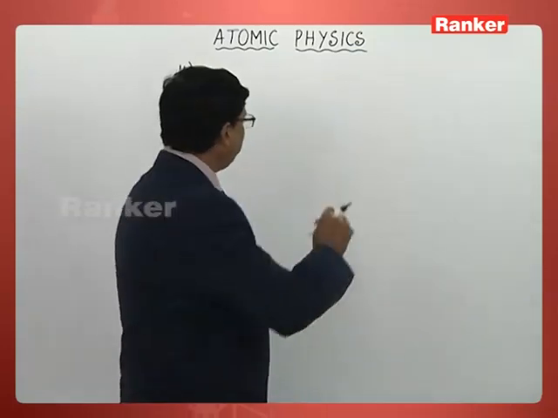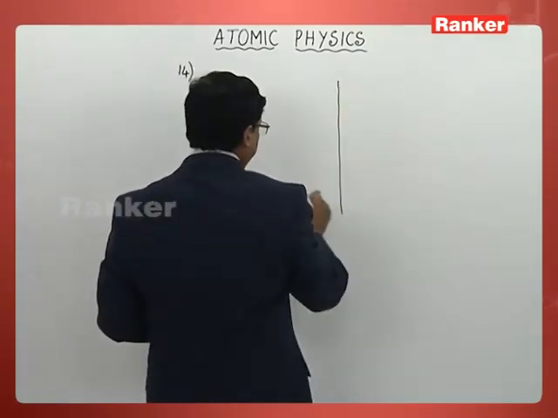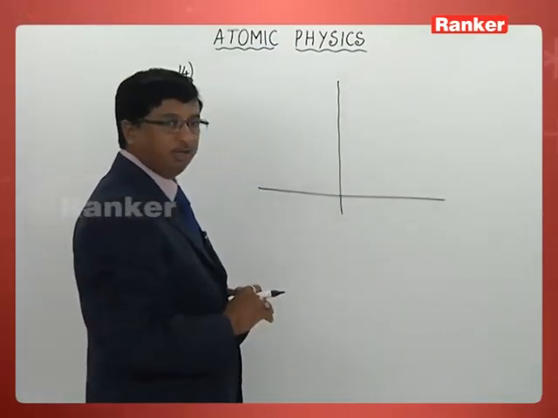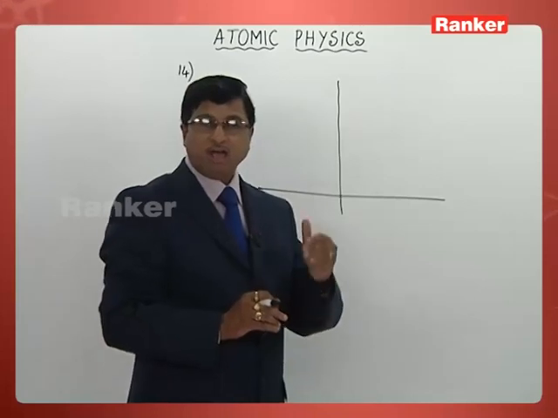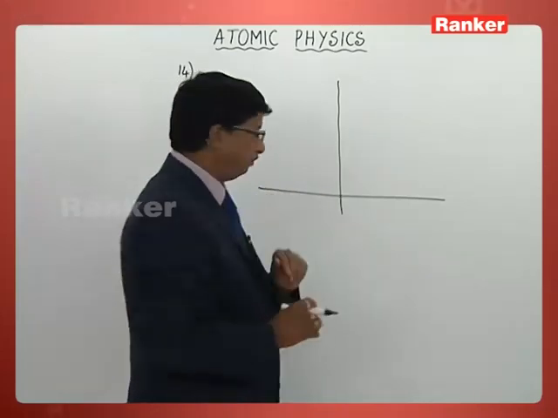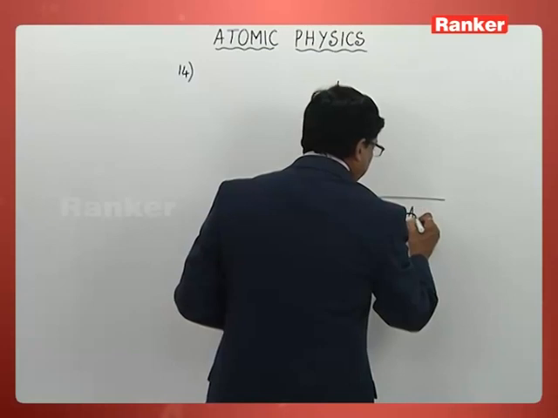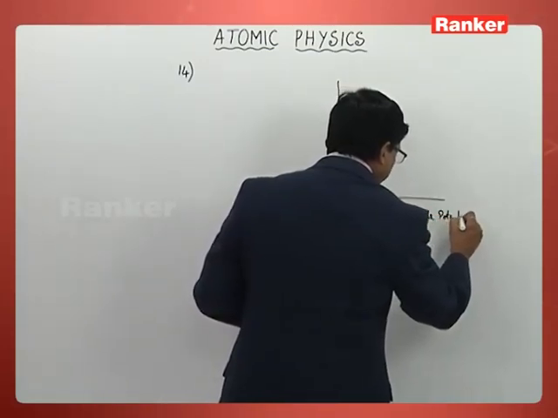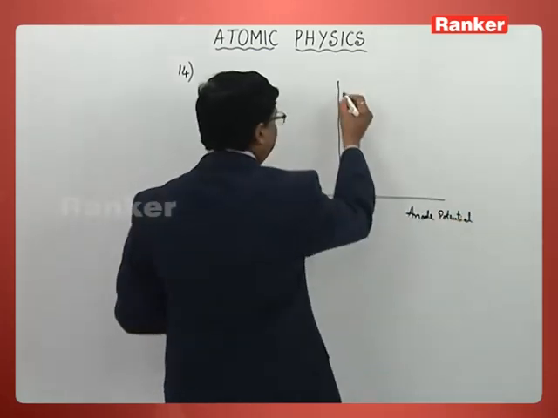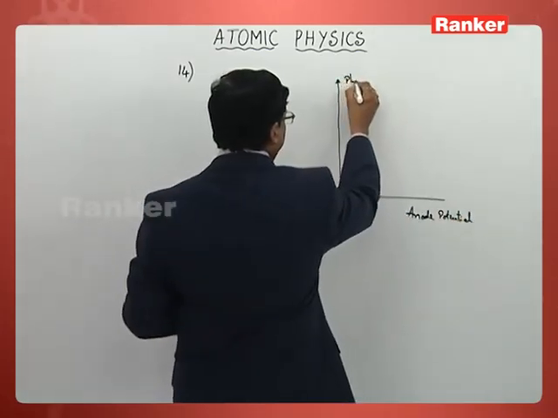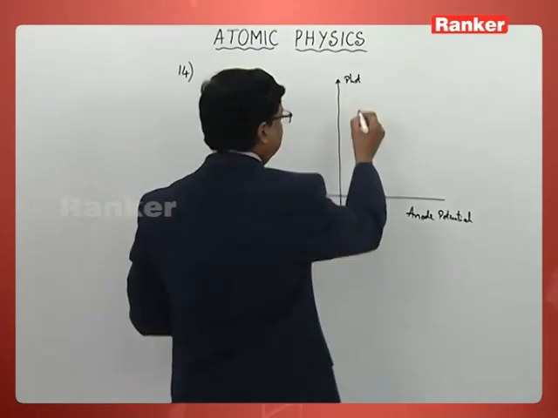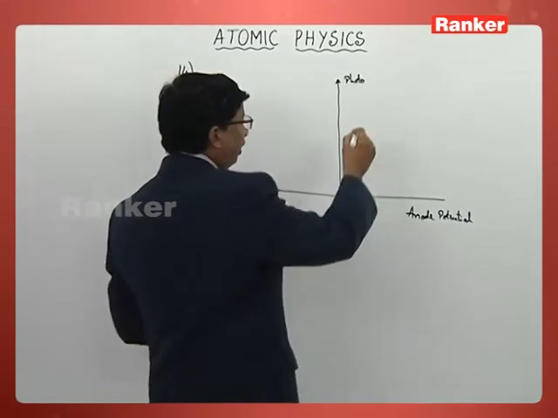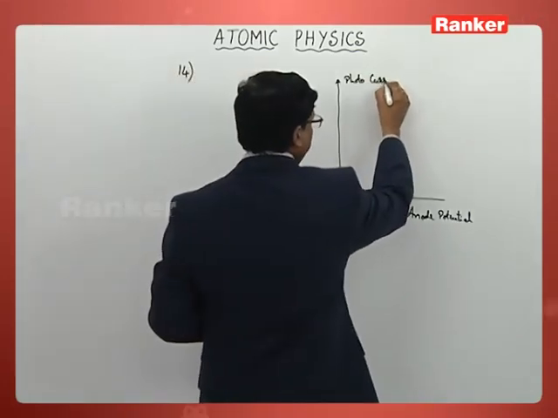Look at now, what is that he has given you? I just mentioned the graph which has been provided to us. He just has taken anode potential on x-axis. This is the anode potential what has been taken. And this side he has taken photo current, that is photoelectric current, he has just given here.